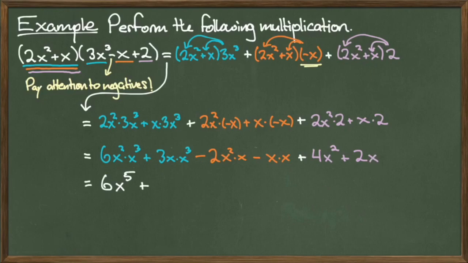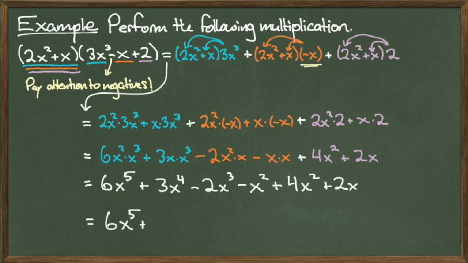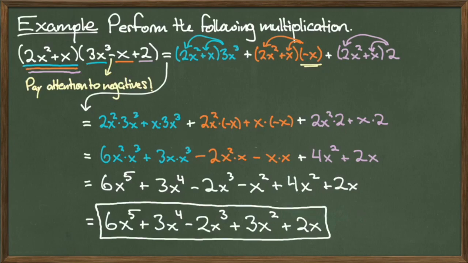And then simplifying further, which seems to be our favorite thing to do here, gives 6x to the fifth plus 3x to the fourth minus 2x to the third minus x squared plus 4x squared plus 2x. And then we just combine like terms to get a final answer of 6x to the 5th plus 3x to the 4th minus 2x cubed plus 3x squared plus 2x.